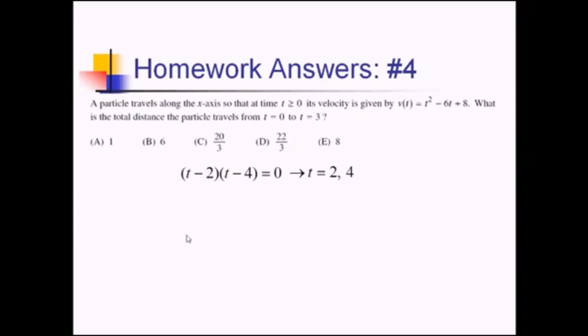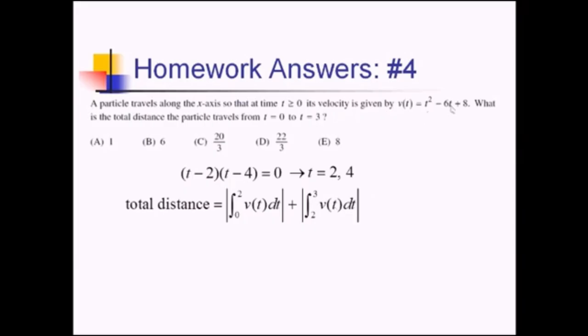So I'm going to be doing total distance equaling the absolute value of the integral from 0 to 2 of my velocity function. But I'm also going to have to add the absolute value of the integral from 2 to 3 of my velocity. The only good news here is that it's the same formula in both places. You're just plugging in different numbers.